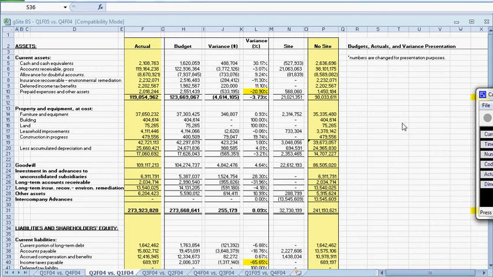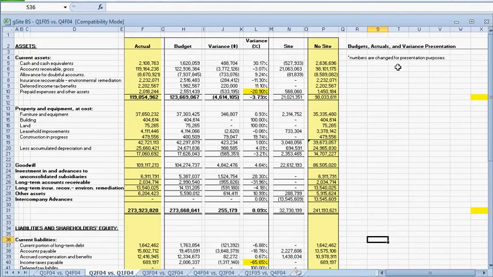Hello, Dave Boucher here. What I'm going to show today is the budgeting, actuals, and variance differences in presentation. The numbers have changed for some of these presentation purposes.